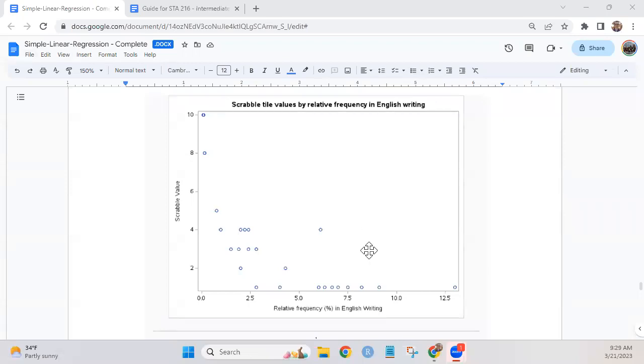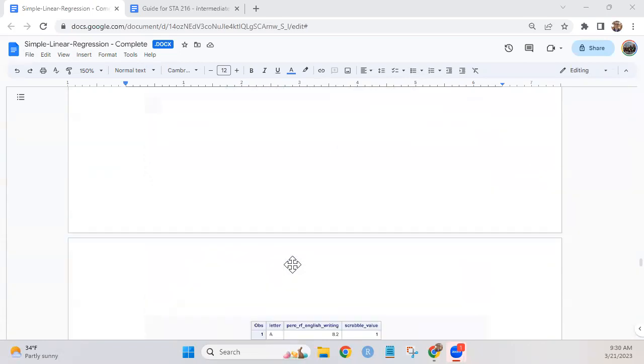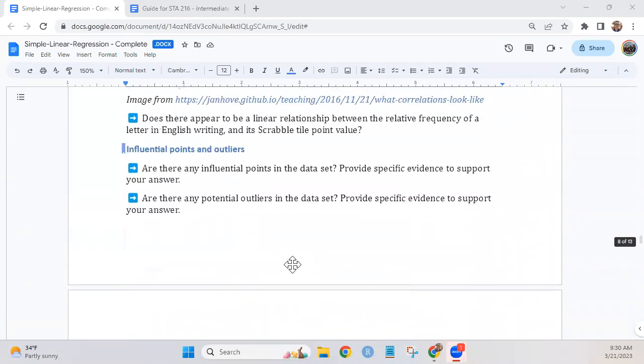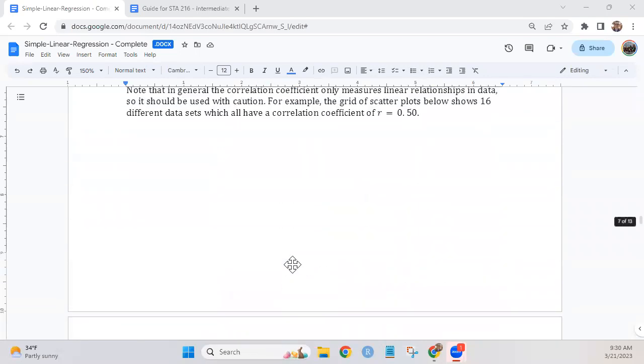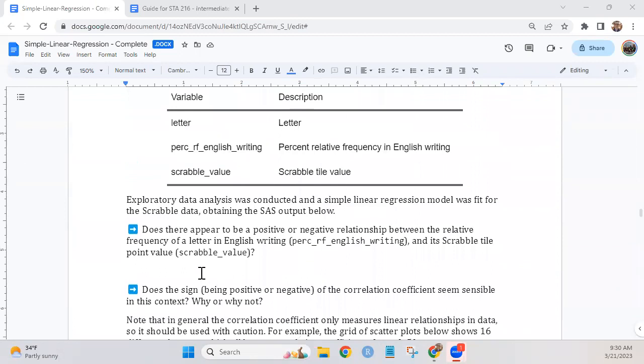And let's think about if that makes sense. So as the letter occurs more often in English writing, the point value is going down, right? So that makes sense. It's always good to do a little logic check, make sure the data's coded how you expect it to be. Negative. All right.